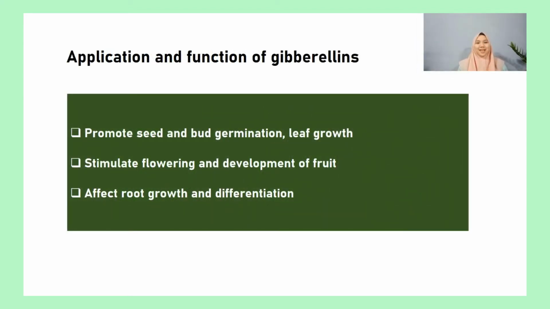Next is the application and the function of gibberellin. As everyone knows, gibberellin was widely used in agriculture activities. This is due to its function in promoting seed and bud germination, leaf growth, stimulating the flowering and the fruit development, and it can also affect the root growth and differentiation.